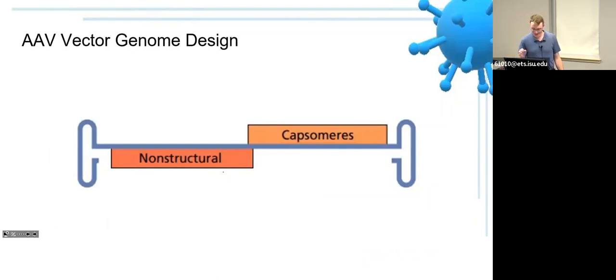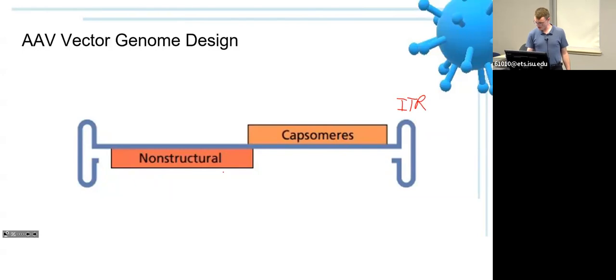So you've got your non-structural genes that are helpful for producing viruses, and then you've got your capsomere proteins that build on the outside of the cell. And then notice they've got these inverted terminal repeats, ITRs, on both ends. And what that is, their DNA literally forms like a double hairpin loop on the end there.